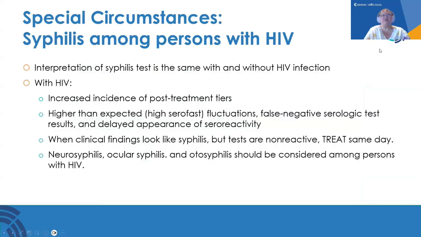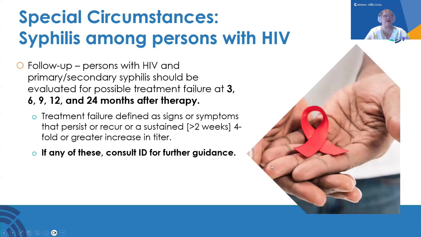So syphilis among persons with HIV, as I mentioned, HIV being immunocompromising, the infection can disseminate very fast. You can get very high titers in a person living with HIV, and you can get conversion into neurosyphilis as well. So make sure that you're testing for HIV at the same time as syphilis.